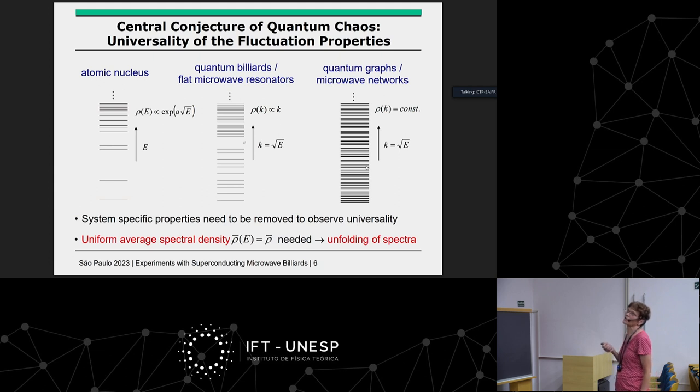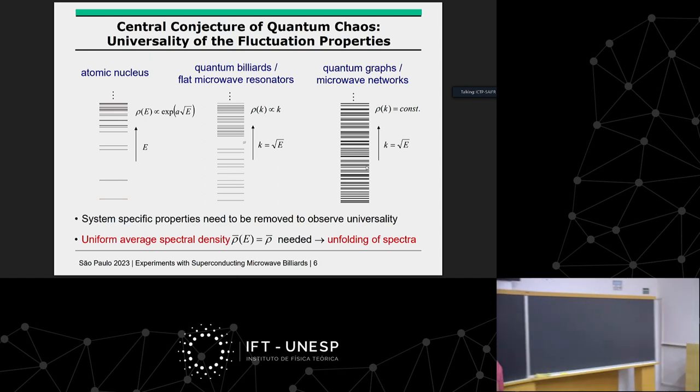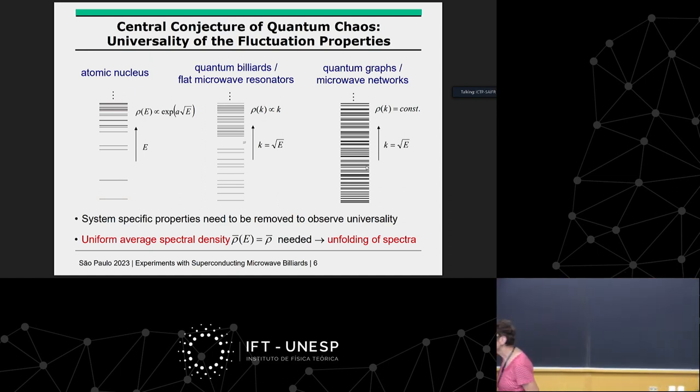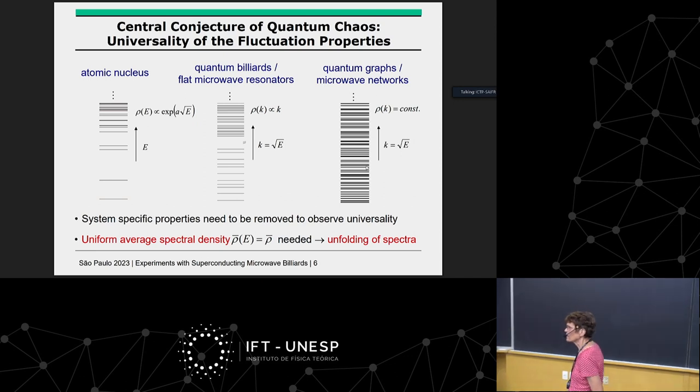These are examples of chaotic systems. No, they are all chaotic. When it's integrable, then it would look different, because then you have uncorrelated random level spacings. It always goes like K. This is independent of the dynamics. This is a general property.